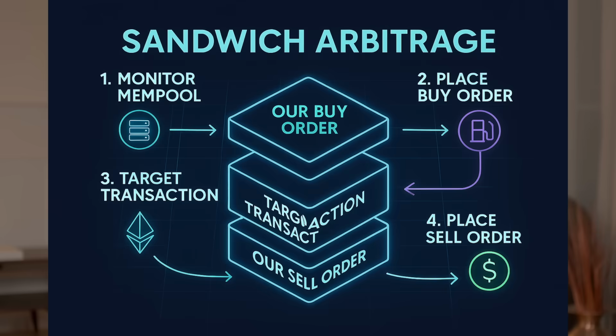First, a quick explanation of sandwich arbitrage in simple terms. Imagine spotting someone else's pending buy order in the mempool. Your bot sends a buy transaction just before it, and as soon as that user's order executes, your bot sells immediately after, all within the same block. This sandwiches their transaction between your buy and sell orders, capturing slippage as profit. The bot automates this by constantly monitoring the mempool and placing its orders strategically.